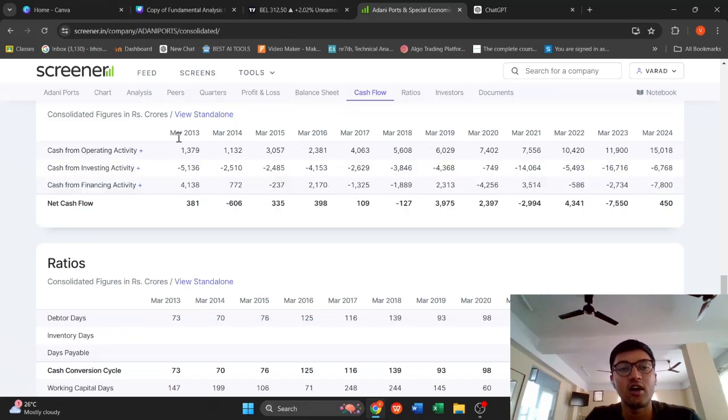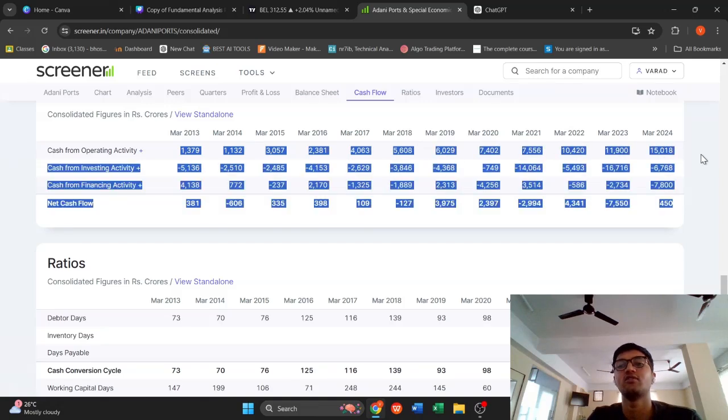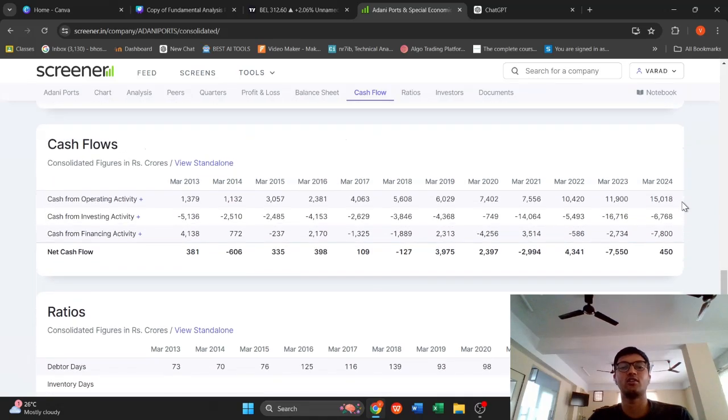So you see the cash from operating activity, you see this positive sign: 5, 6, 7, 10, 11, 15. These are the companies that you have to look into. Now the first check is cash flow. If the cash flow is approved, you go to P&L. If the net profit is increasing regularly and consistently, approved. Balance sheet.